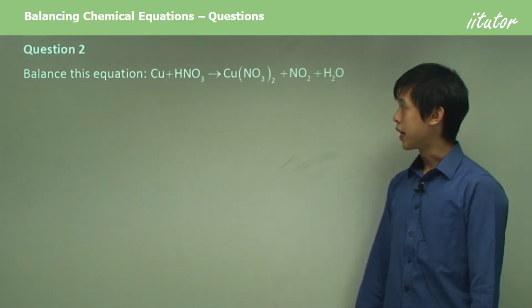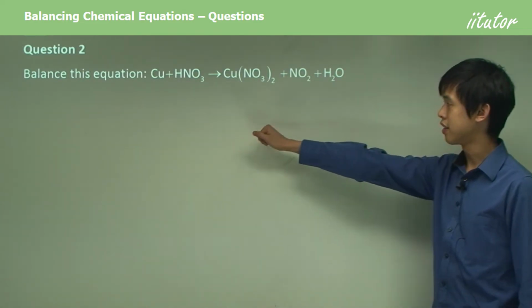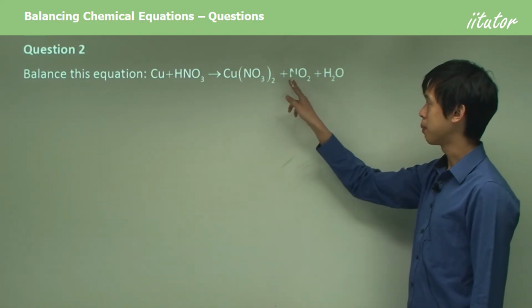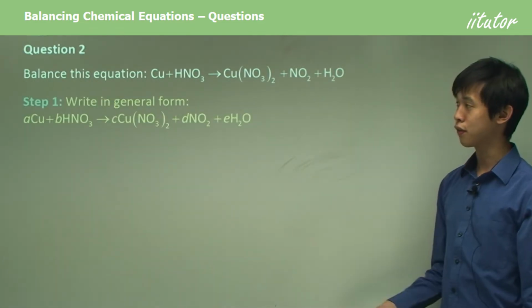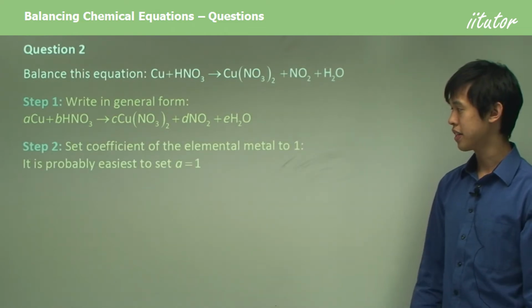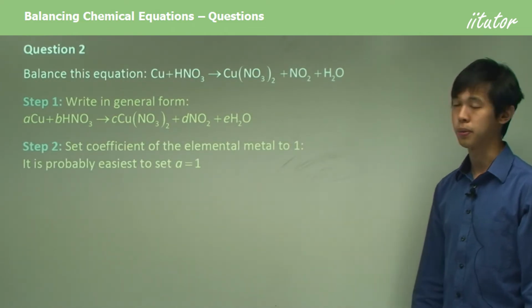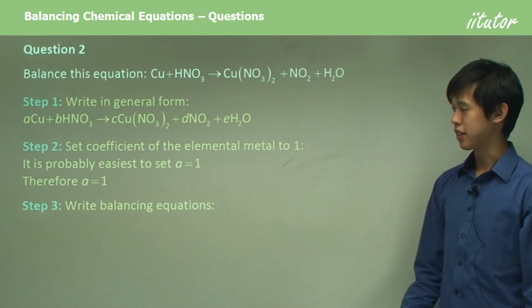Now, what about this one? Balance Cu plus HNO3. So this is copper plus nitric acid, which gives you copper nitrate plus nitrous oxide plus water. First, we write it in general form, just putting A, B, C, D, and also E, sorry. And then we set the coefficient of the elemental metal to be 1, okay? So we set A to be 1, and so we write balancing equations.